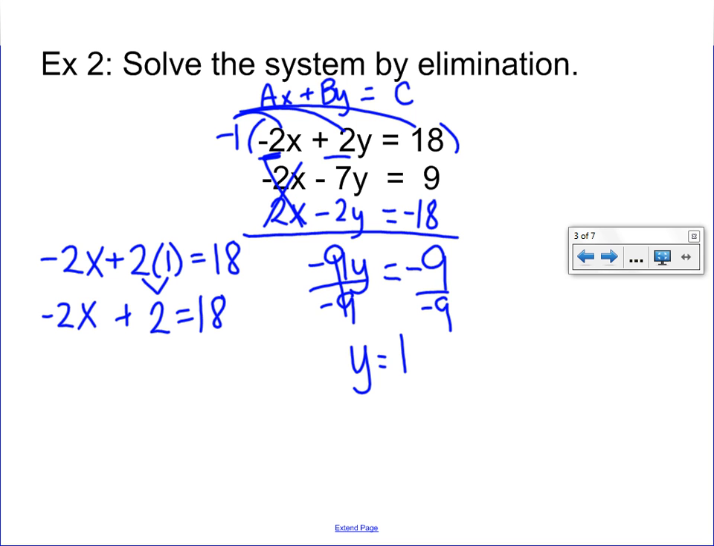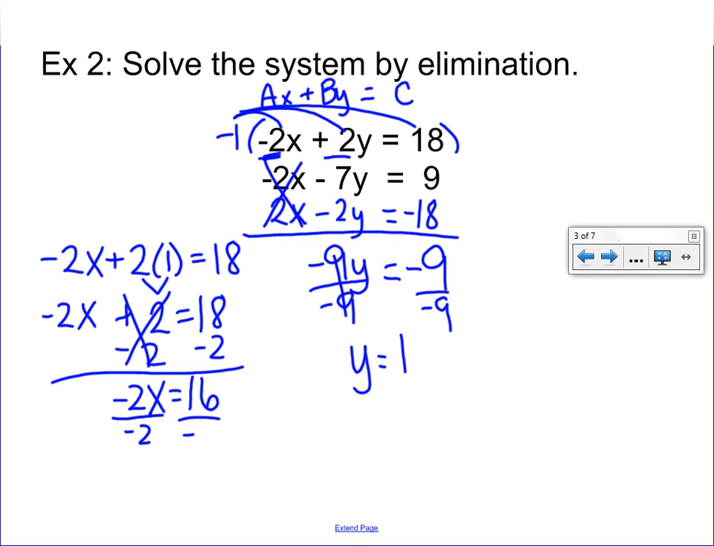Now I want to get x by itself, so I'm going to subtract 2 from both sides. Cancels. I have -2x equals 16. To get x by itself, I divide by -2. What I do to one side, I must do to the other. So I have x equals -8. So my solution to the system is going to be the coordinate -8, 1. Final answer.